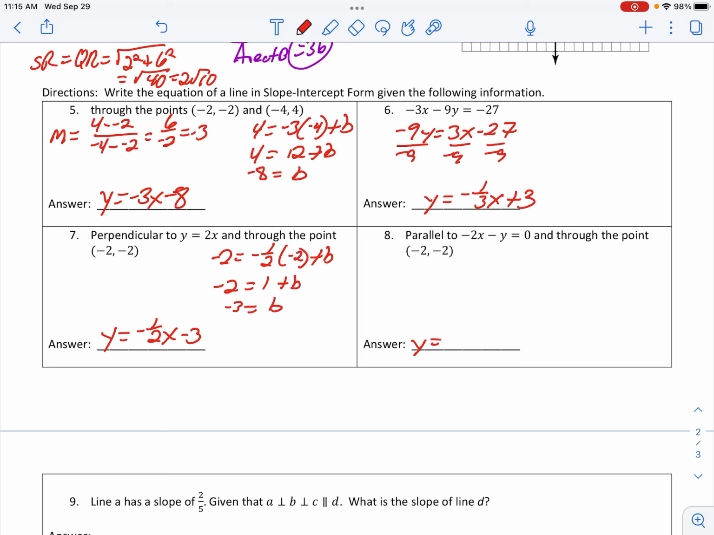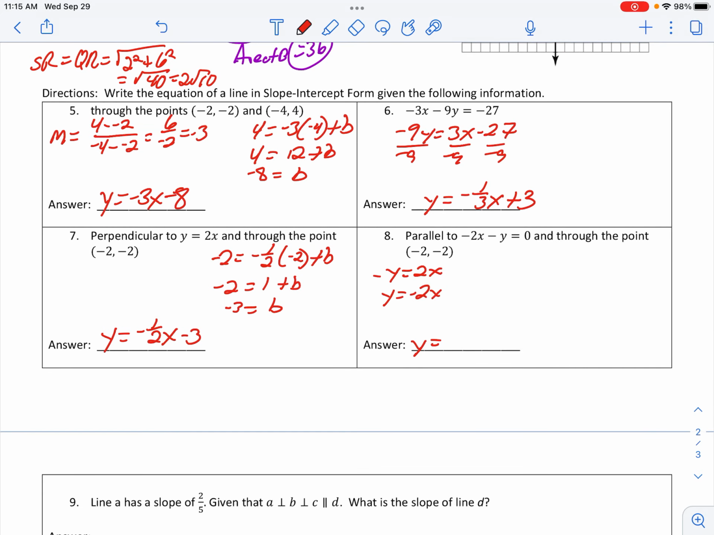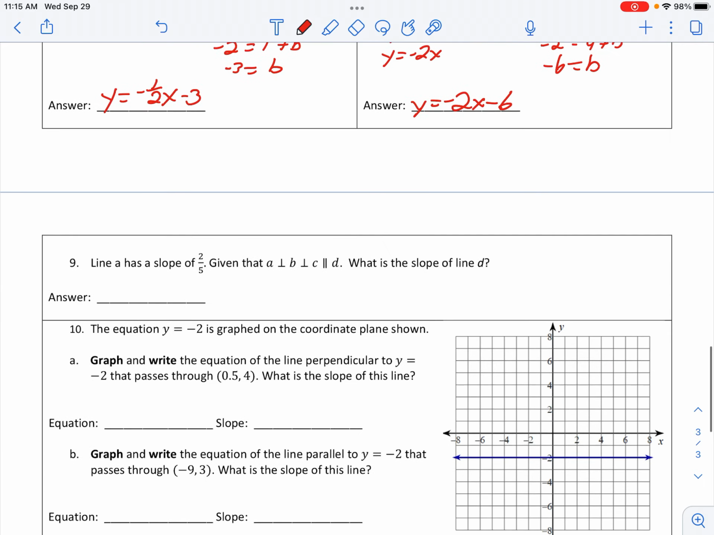When it is parallel, I'm going to keep the slope. Slopes of parallel lines are the same. But the first thing is I have to solve that for y. So I'm going to add 2x first, divide by that -1, and the slope is -2. So I'm going to steal the -2. Now that I'm building that, I'm going to take that point we want to go through and solve for b like we've been doing, and we get ourselves that equation.